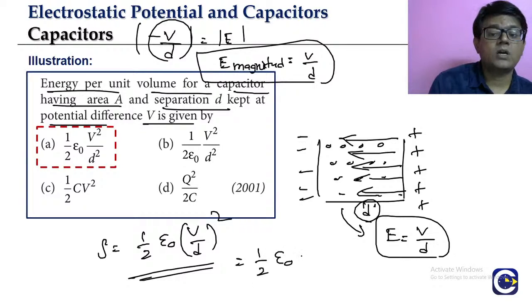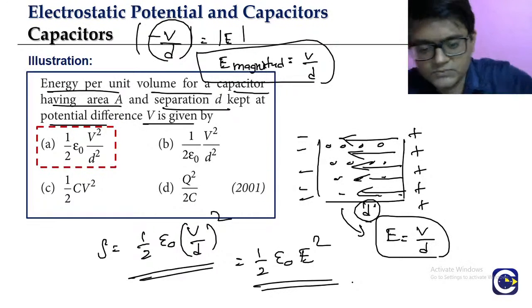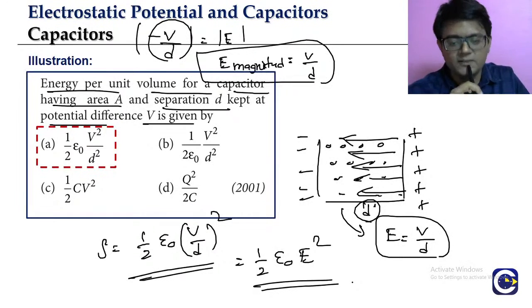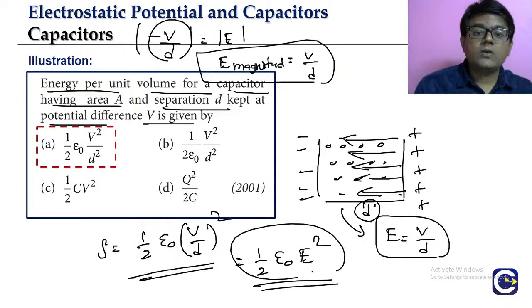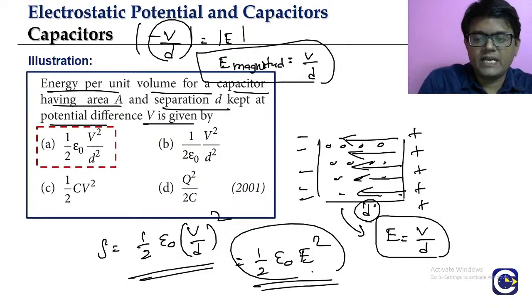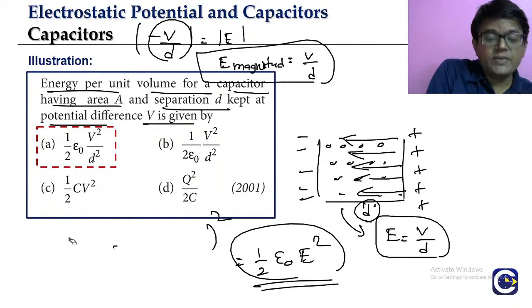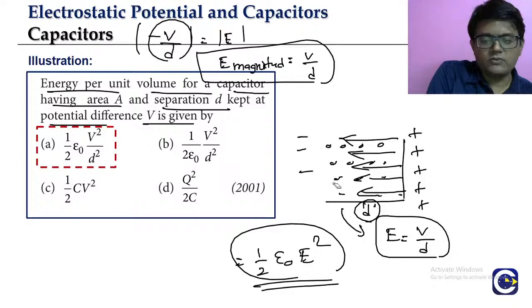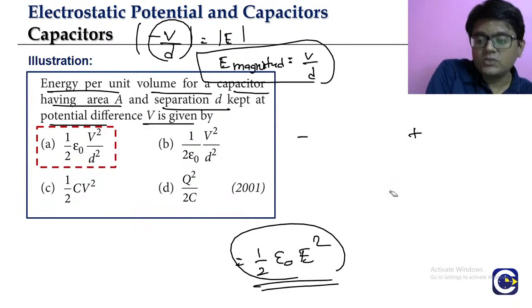So we can also write it as half into epsilon naught into E square. So this formula is in terms of what? Electric field. This result we are going to use. We are deriving this result by taking the example of the parallel plate capacitor. But wherever we have electric field, the energy density is a standard formula, the energy density associated with the electric field.